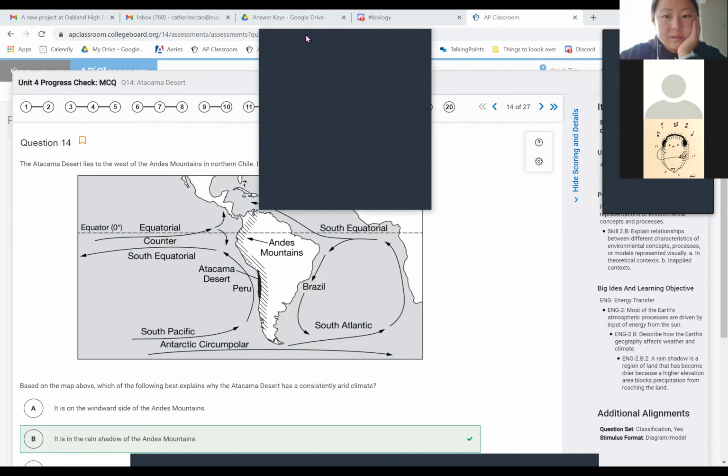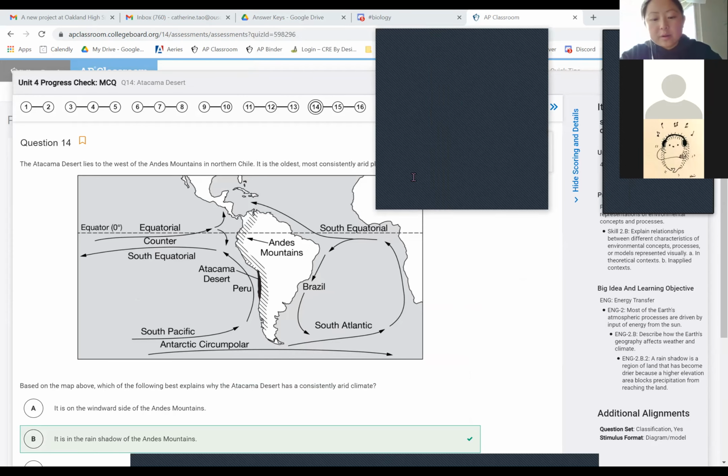Okay, and then Richard, this rule right here will help you make sense of the Hadley cells. It also helps you make sense of El Nino and La Nina. So anything with the atmospheric stuff. Isn't El Nino and La Nina when the currents go backward in a way? Yes. Caitlin, do you want to practice your Unit 4 knowledge?